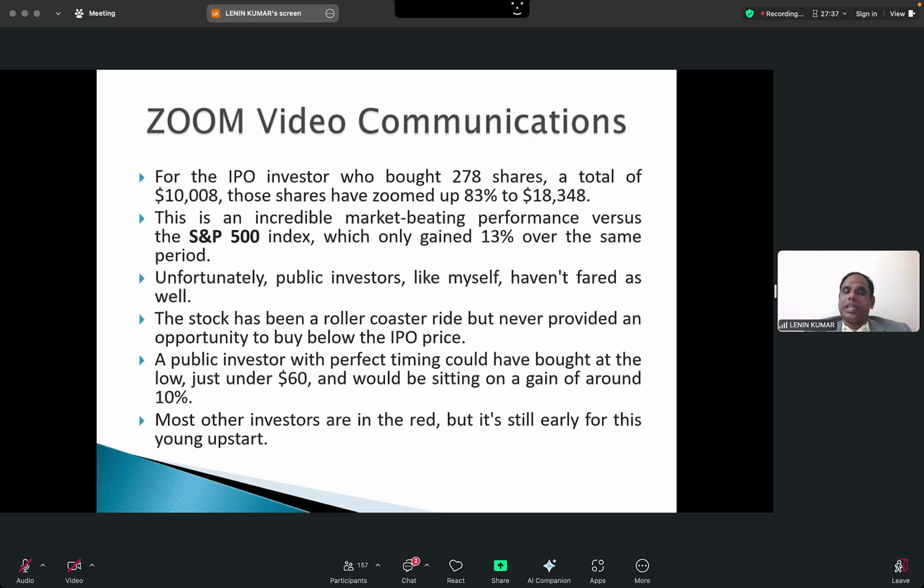A public investor with perfect timing could have bought at the low just under $60 and would be sitting on a gain of around 10%. If you can purchase at the rate of 60, that is the IPO price, obviously you can get up to 10% more profit.